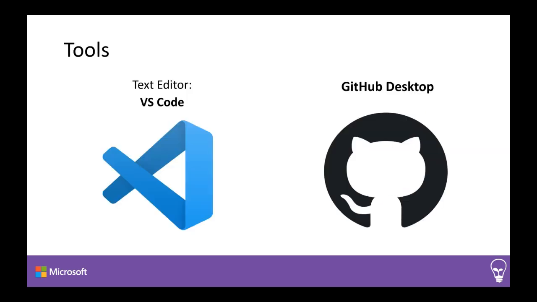Cool. Looking at the tools for this workshop, we will be using VS Code and GitHub Desktop. You can use any code editor, your favorite code editor, whether it's Sublime, Atom, even Notepad. You can use Notepad for this workshop, but we're just gonna use VS Code. For the GitHub client, we're going to use GitHub Desktop. There are many other GUI clients that you can use, but for this workshop, we're going to use GitHub Desktop.